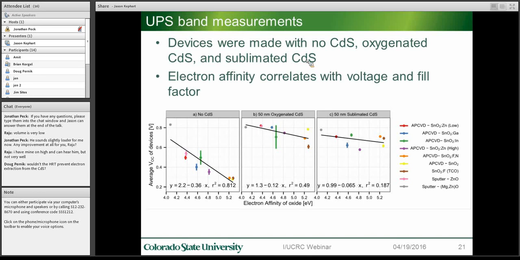The electron affinity measured by UPS correlates strongly with the open circuit voltage and fill factor. And here I've plotted the UPS results against the average VOC of devices. Without cadmium sulfide, when the oxide is directly contacting the cadmium telluride, there's a very strong effect. And this effect becomes weaker for oxygenated cadmium sulfide and sublimated cadmium sulfide, but is still present. You can see some of the HRT layers, such as the nitrogen and fluorine-doped tin oxide, that have a high electron affinity but are much more resistive than the TCO, still produce very similar results.